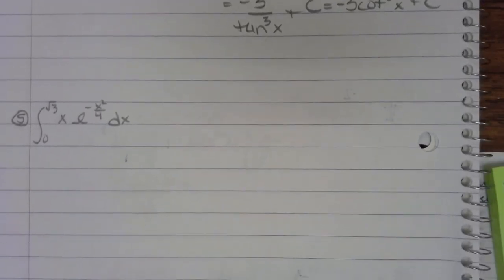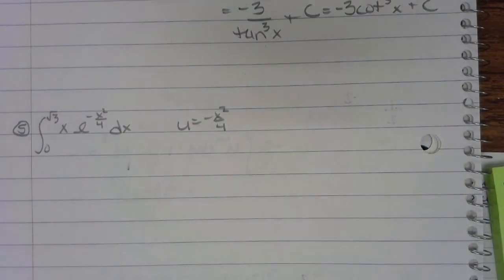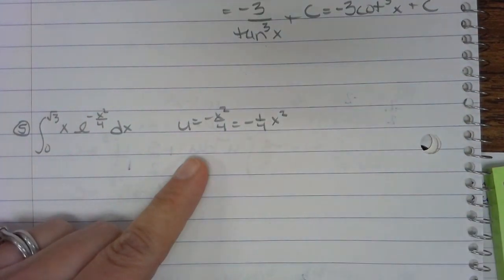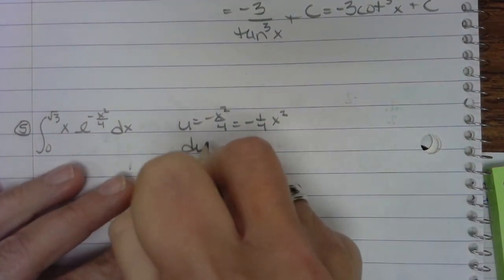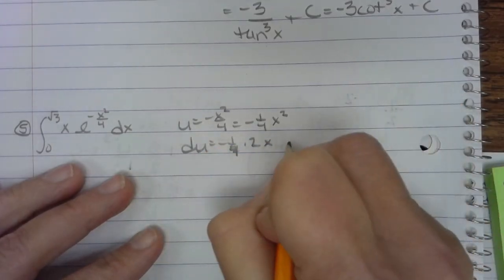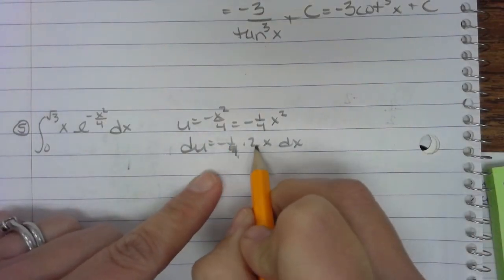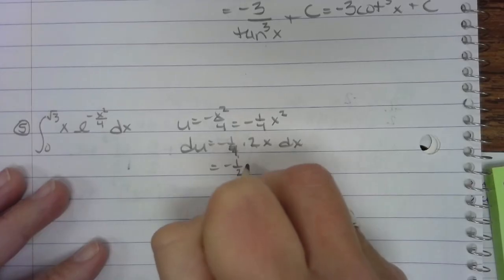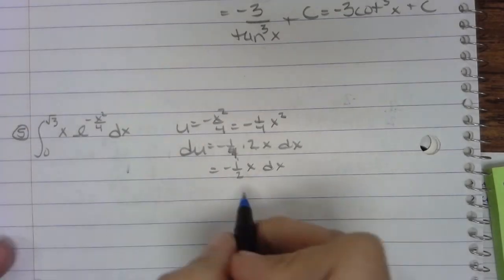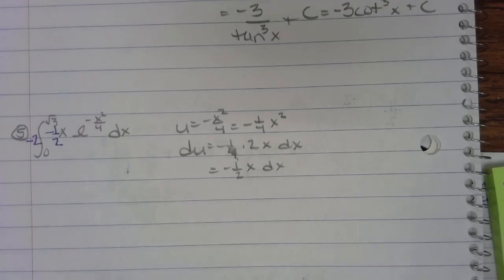All right, number 5. My u is -x squared over 4. You can treat this as -1/4 x squared, which might be a little easier. When you take the derivative, it's -1/4 times 2x dx, and -1/4 times 2 changes to -1/2 x dx. I see the x dx, but I don't see the -1/2. So I needed -2, the reciprocal on the outside.